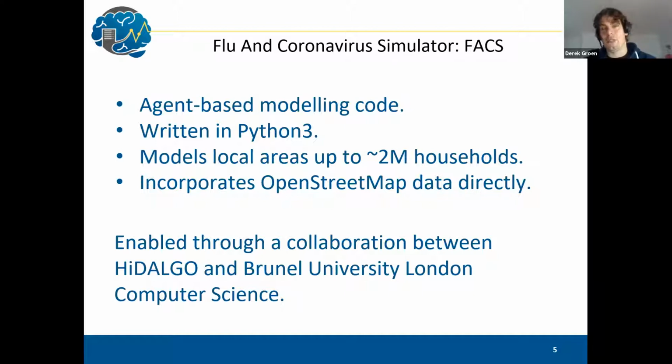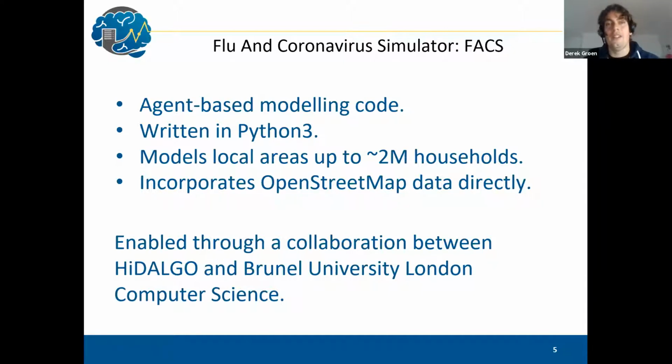So it can be used both in open source projects, but also for more commercial projects if people would like to do that. In terms of performance, FACS is able to model local areas. We normally use it to model areas of about 300,000 people. But in principle, you could try to scale that up to about 2 million households. It will just increase the runtime to start the simulation and to go through the different steps.